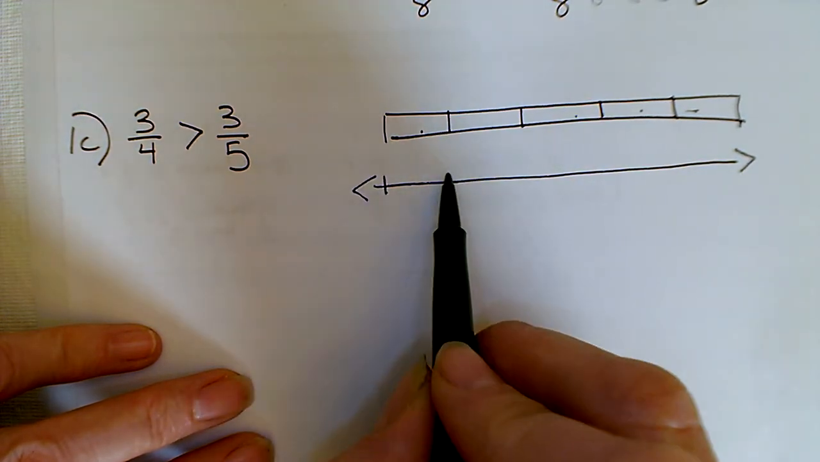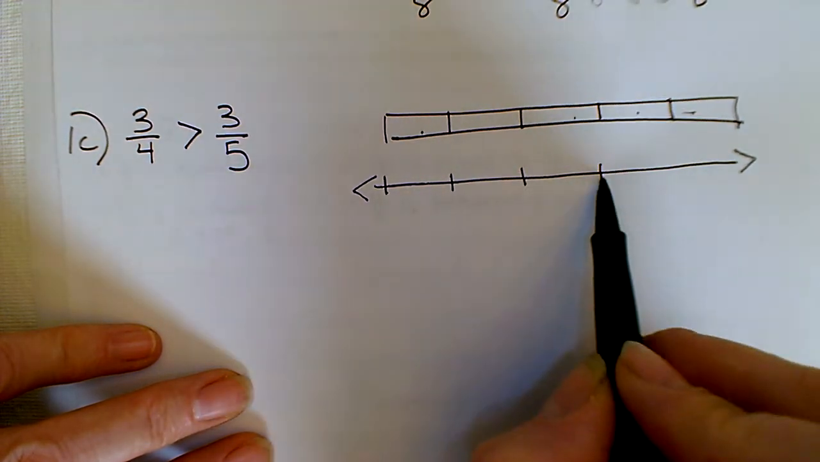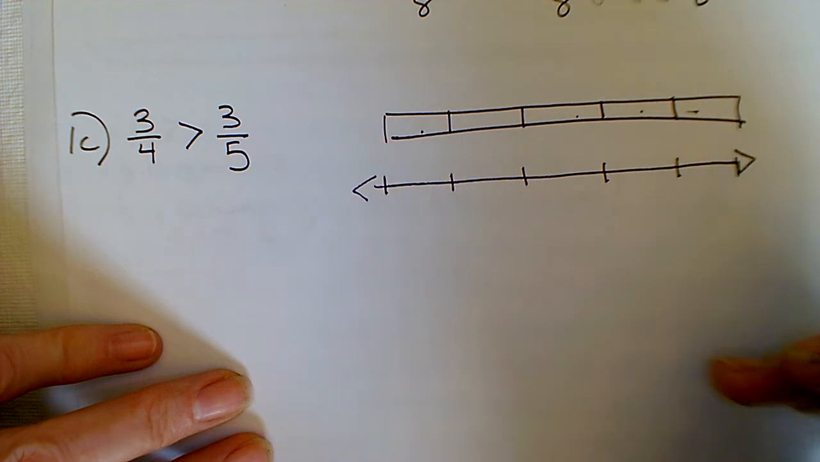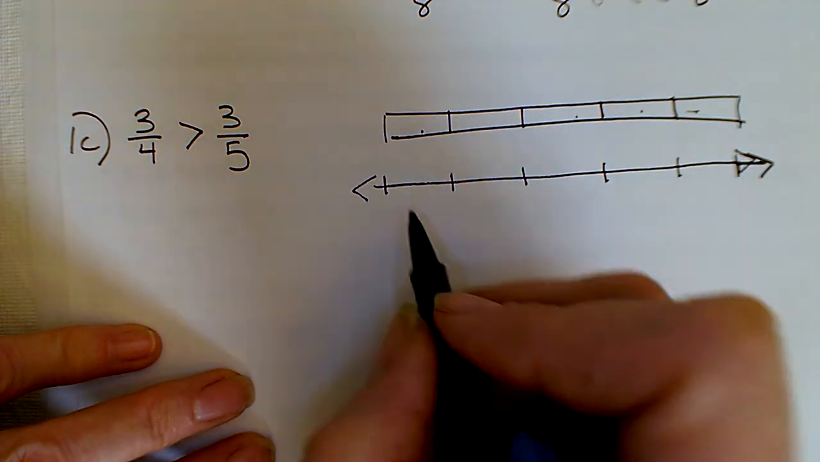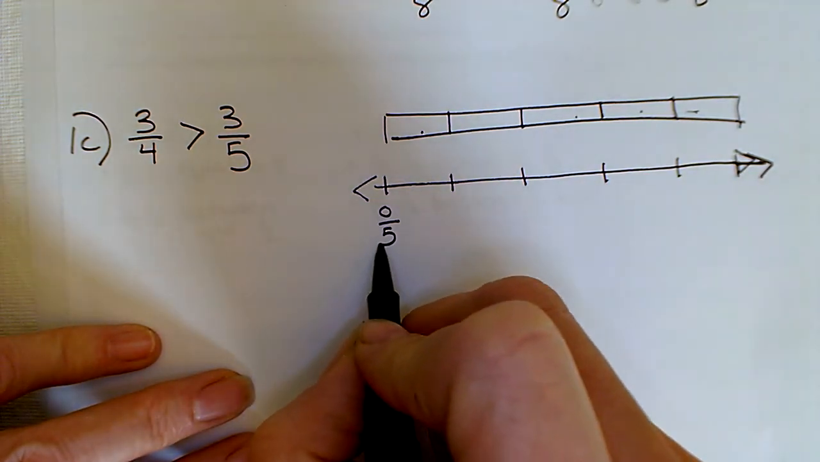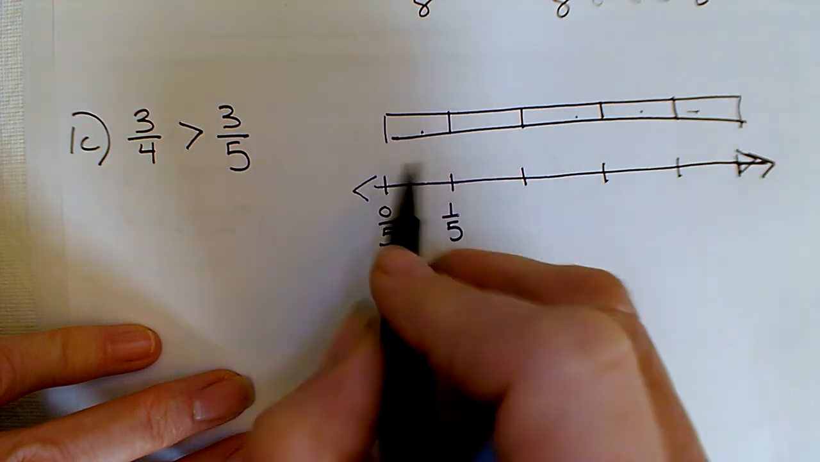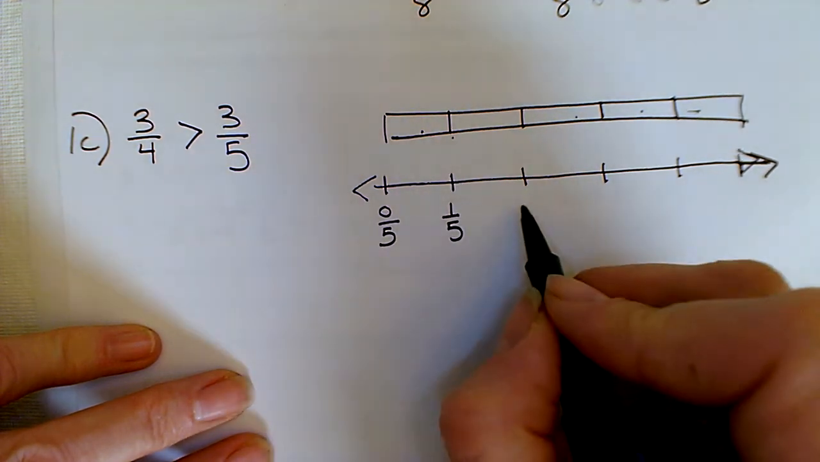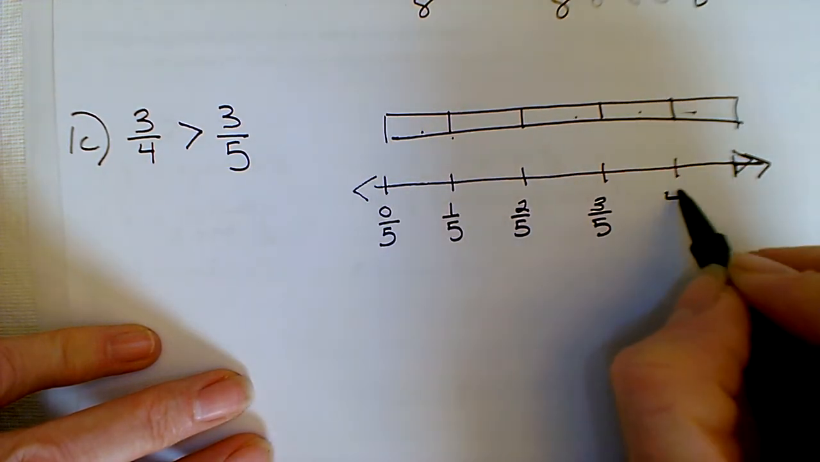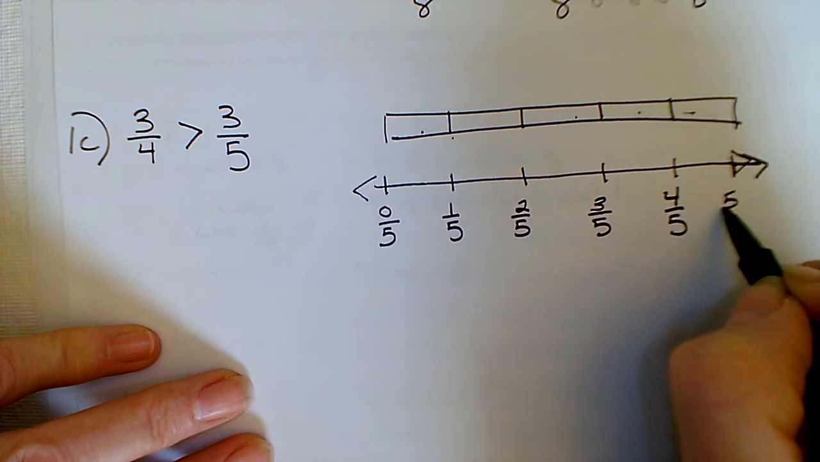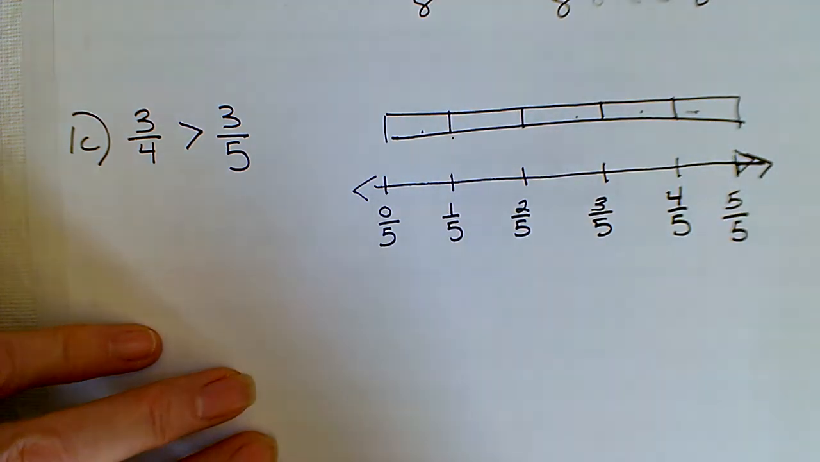Ooh, I should have made it a little longer. So I'm going to mark all my fifths on here. So sorry, let's extend it. And I would have here 0/5. 1/5, so I've gone 1/5, 1 hop, 2/5, 3/5, 4/5, 5/5.